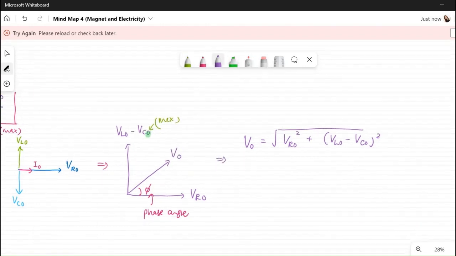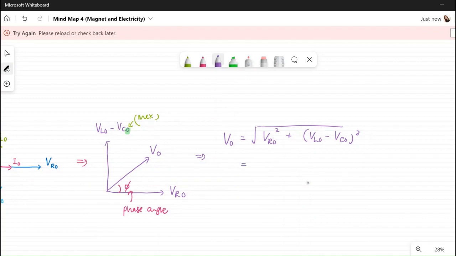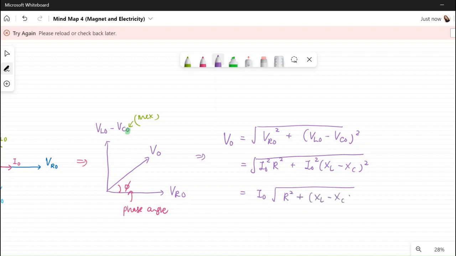Okay, now we can apply Ohm's law to this expression. V equals IR. Therefore, here will be the square root of I0 squared R squared plus (I0 XL minus I0 XC) squared, right? Then factor out the I0. You will get I0 times the square root of R squared plus (XL minus XC) squared. Then you can write the equation as V0 equals I0 multiplied by Z, where Z is called the impedance. So Z is equal to this.